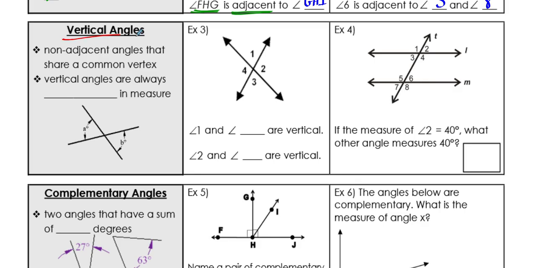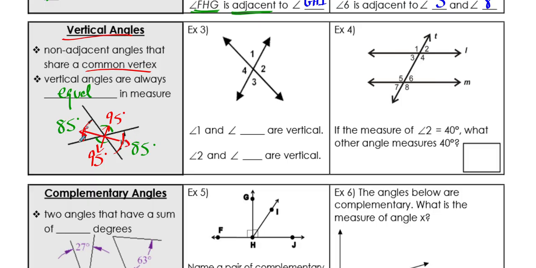Vertical angles are across from each other. They are non-adjacent, they can't be adjacent to each other, and they share a common vertex. So anytime you see an X like this, cross like that, on opposite sides, those are called vertical angles. These two are vertical, and actually these two are also vertical angles. Vertical angles are always equal in measure. So if I said that this is 85, across from that also has to be 85. This would have to be 95, forcing this to be 95.